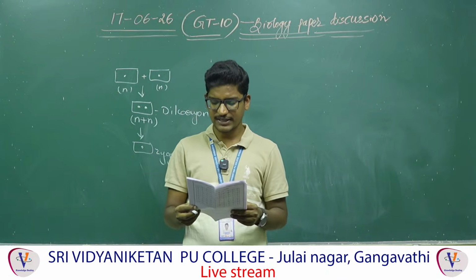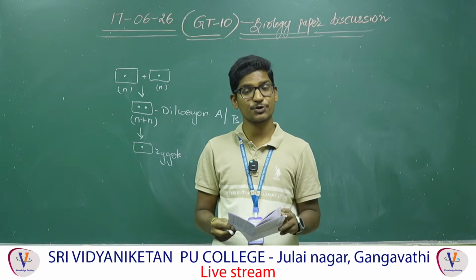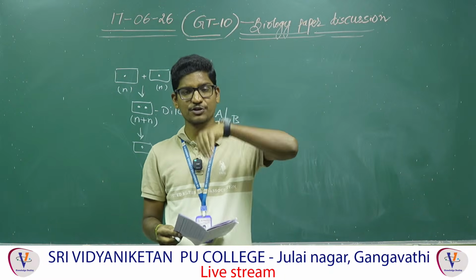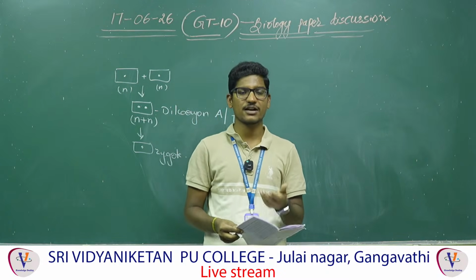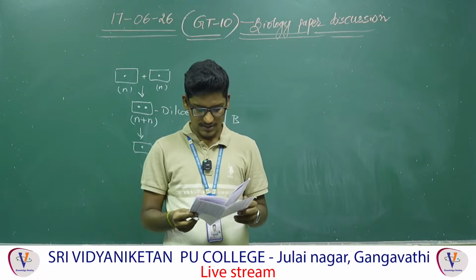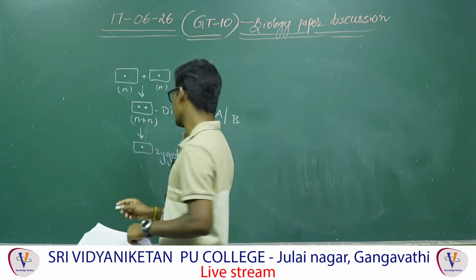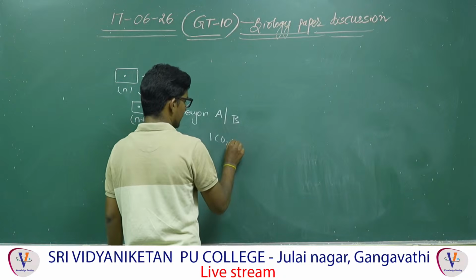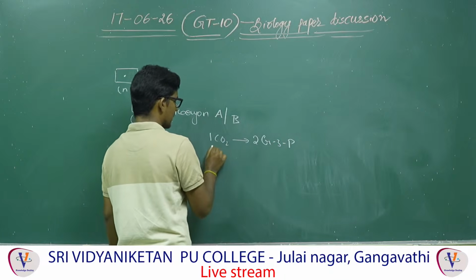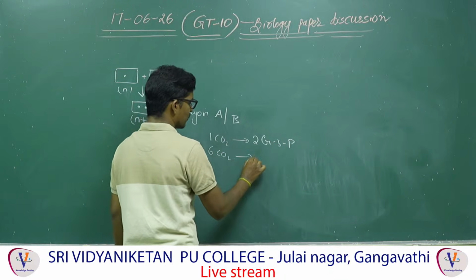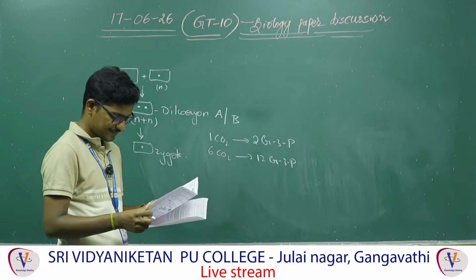99. Decarboxylation of malate in C4 plants occurs in... So malate is a C4 acid produced in mesophyll cells, transported into bundle sheath cells through the plasmodesmata. In the bundle sheath cells, it will undergo decarboxylation. Second option. 100. So 6 CO2 molecules. For one CO2 molecule, 2 G3P will be formed, glyceraldehyde 3-phosphate. In this equation, 6 CO2 gives rise to 12 G3P molecules. You have to halve it.